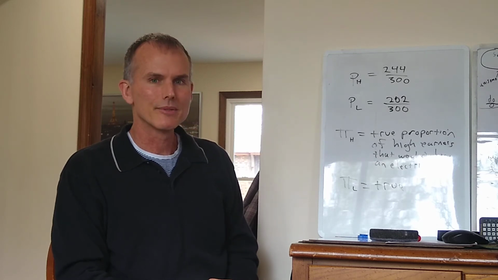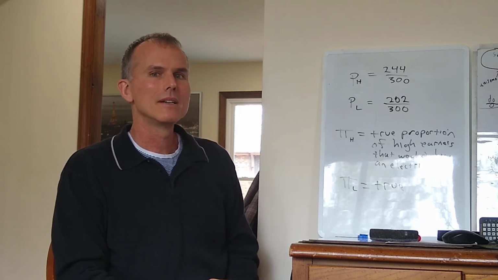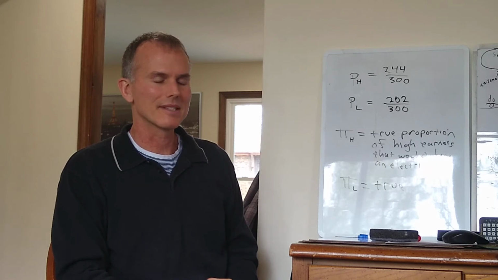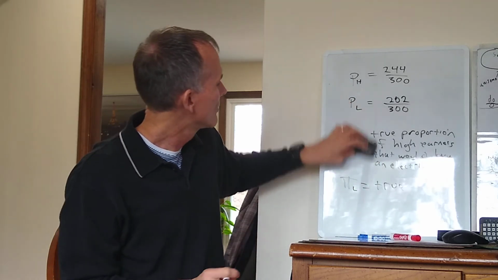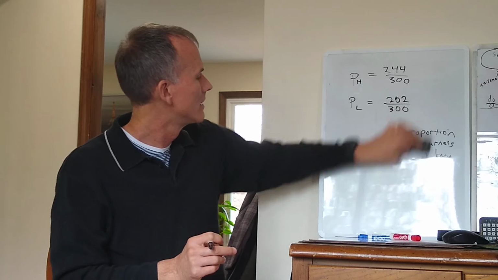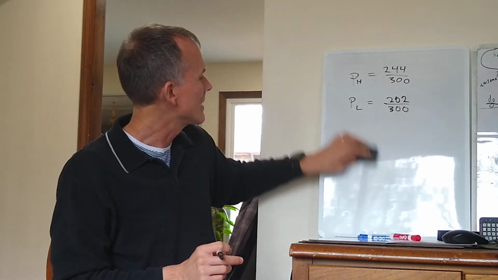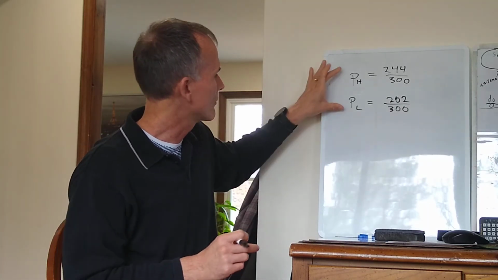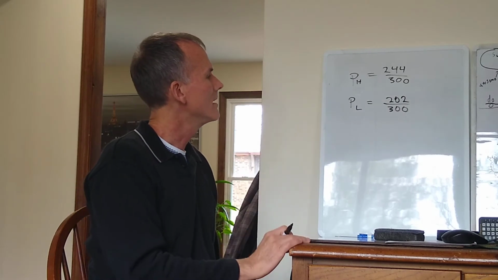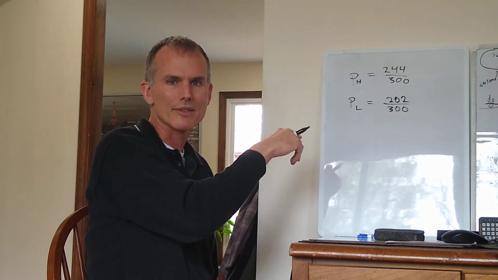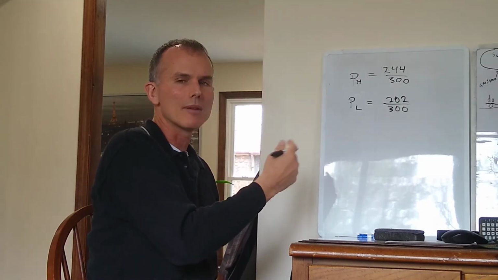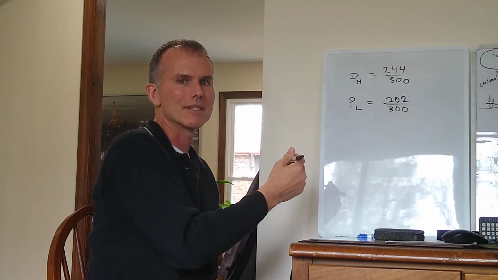Now, the next thing I would do is write down the sample statistics, which I've already done. I've written down the sample proportions anyway. N for each one of those is obviously 300. So I'm ready to write my hypothesis statements.